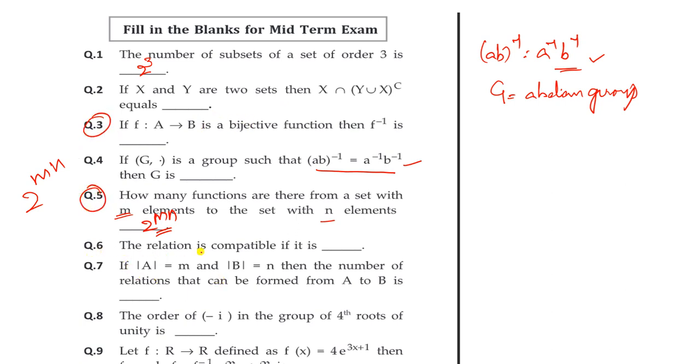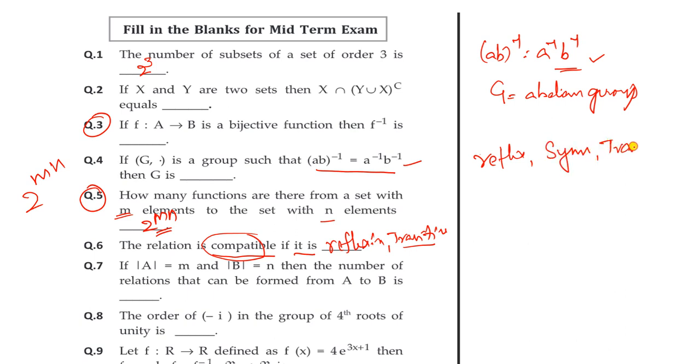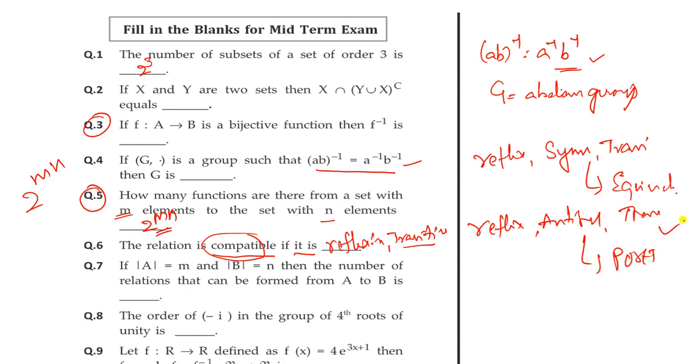And next, sixth one, the relation is compatible if it is, answer is reflexive and transitive. So, if a relation is reflexive, if a relation is transitive, then we can say that it is compatible. You know this, right? When a relation is said to be reflexive, symmetric, and transitive, then that particular relation is nothing but an equivalence relation. If a relation is reflexive, anti-symmetric, and transitive, then it is a poset, a partially ordered set. So you know these formulas, right? Likewise, if a relation is reflexive and transitive, then the relation is compatible.